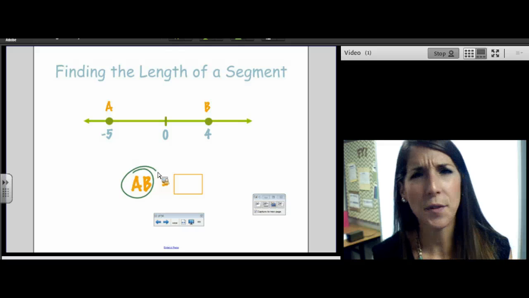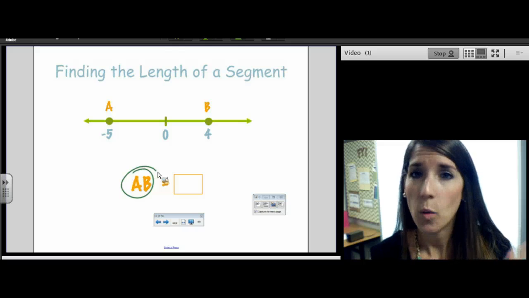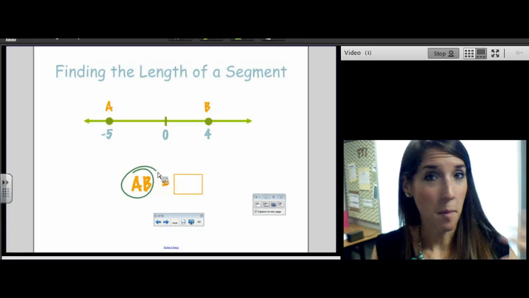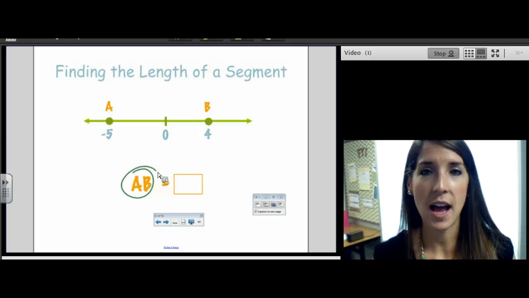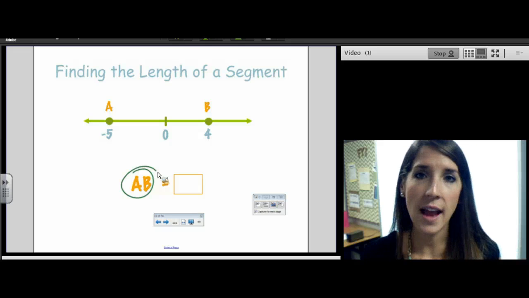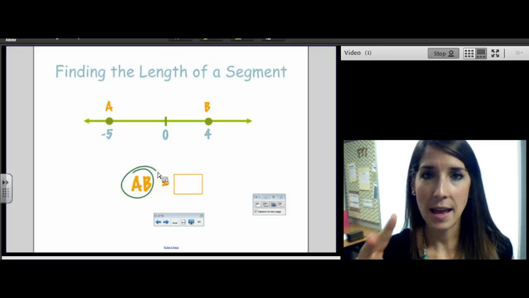Now, what does difference mean? Difference means subtract. What does absolute value mean? Make it positive. So that's what I'm saying. Every single time, if you want to find the distance on a number line, you subtract and make it positive.